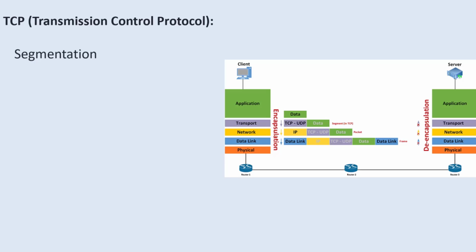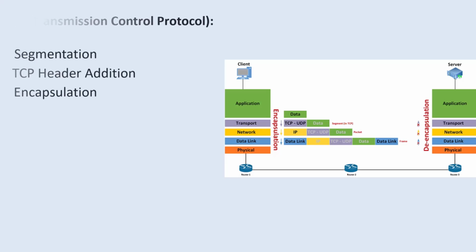Step 2. TCP header addition. A TCP header is added to each segment. The TCP header contains control information including source and destination port numbers, sequence numbers, acknowledgement numbers, control flags, and other fields necessary for reliable connection-oriented communication. Encapsulation. The original data plus the TCP header together form the TCP segment. This segment is then encapsulated into a packet suitable for transmission over the network.